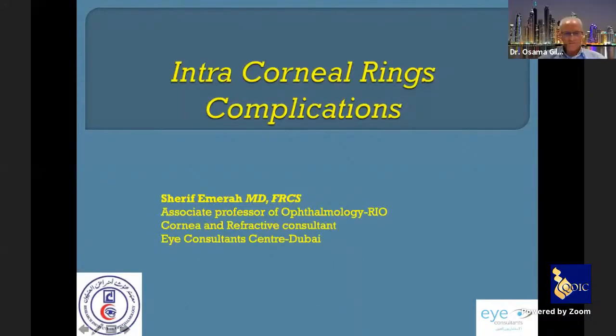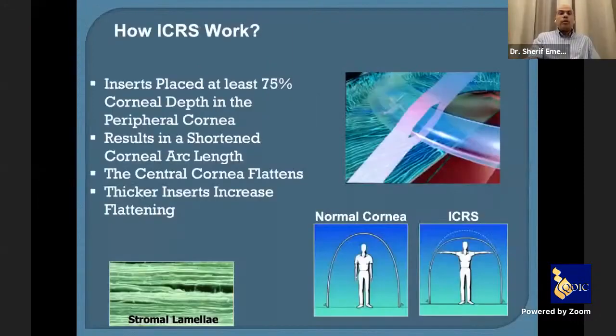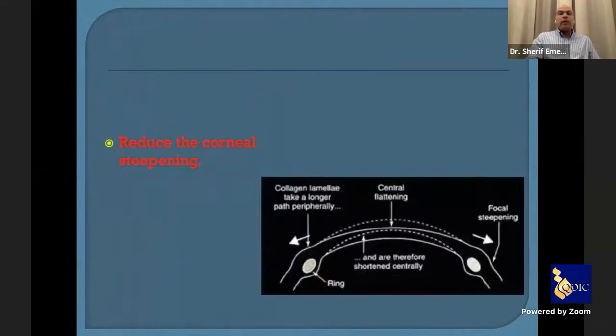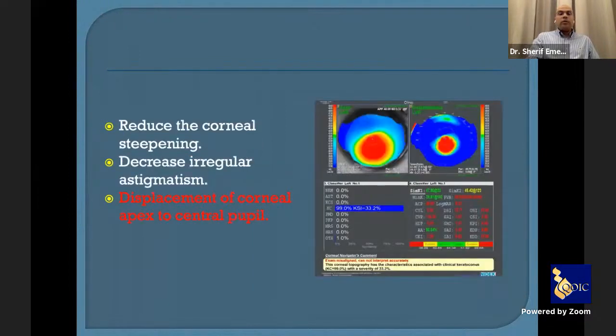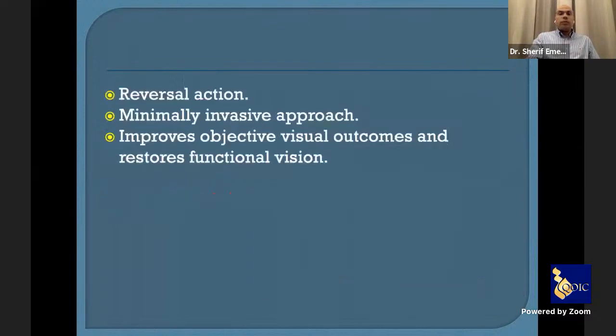Okay, so my talk today is on intracorneal ring complications. The mechanism of action of intracorneal rings is that they are inserted at a depth of at least 75% of corneal depth in the peripheral cornea. It separates the corneal lamellae, resulting in shortening of the corneal arc length. So the central cornea flattens and the peripheral cornea becomes steeper, and the thicker the insert, the greater the flattening. So the mechanism of action reduces corneal steepening and decreases irregular astigmatism, and it causes displacement of the corneal apex to the center of the pupil.